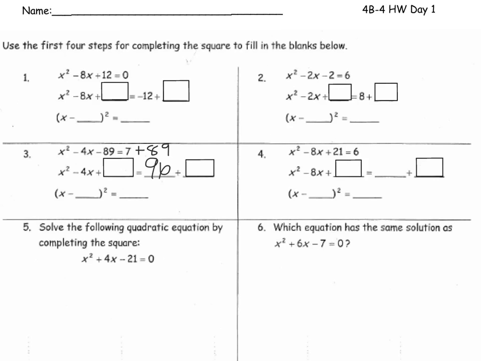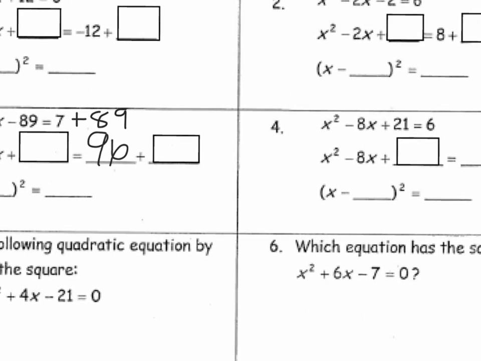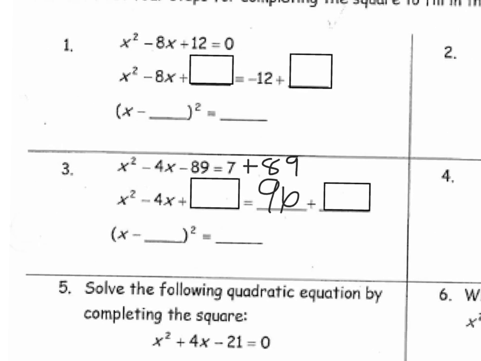Now we take our half. I'm just going to zoom in a little bit. We're going to half that middle term. Half it, square it, share it. So half of negative 4 is negative 2. Negative 2 squared is 4 and 4. That's what's going in each of the boxes.